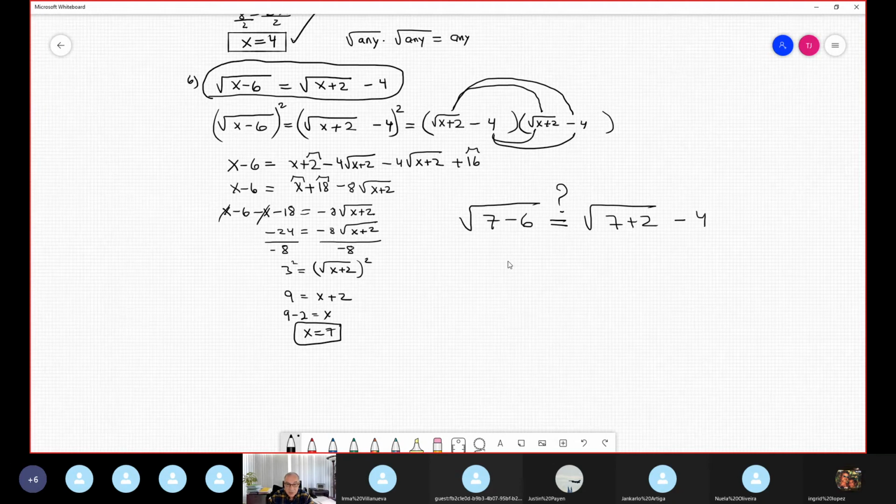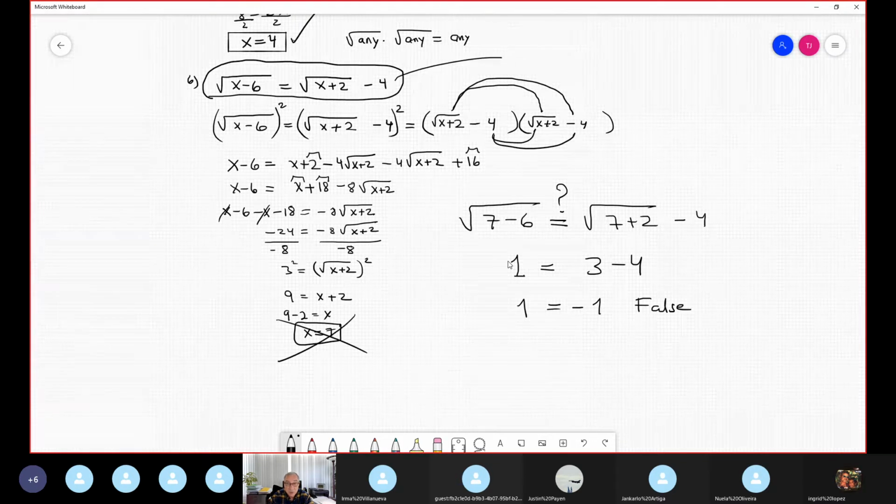7 minus 6 is 1. Square root of 1 is 1. 7 plus 2 is 9. Square root of 9 is 3. Minus 4 is negative 1. Positive 1 is equal to negative 1? Completely false statement. Therefore, this solution doesn't work.